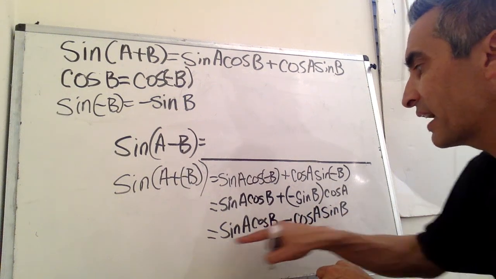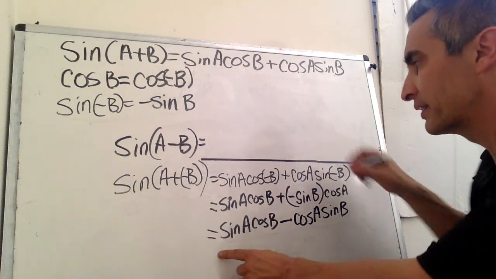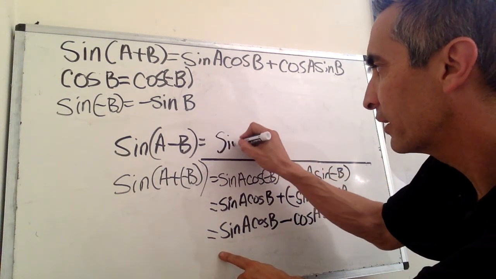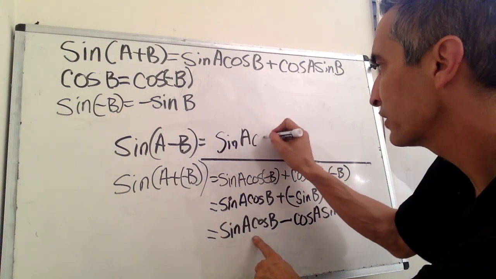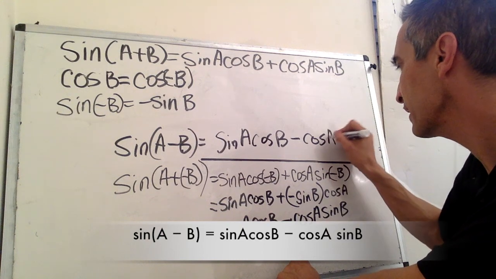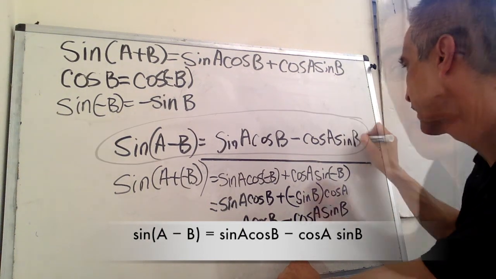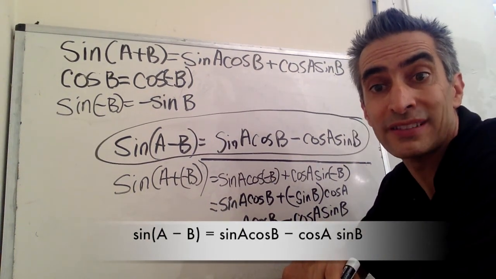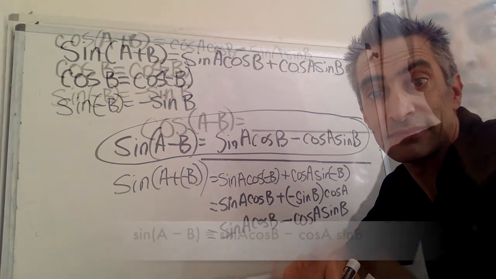There is our sine of a minus b formula. This is going to be sine of a cosine of b minus the cosine of a sine of b. And that is our difference formula for the sine of a minus b.